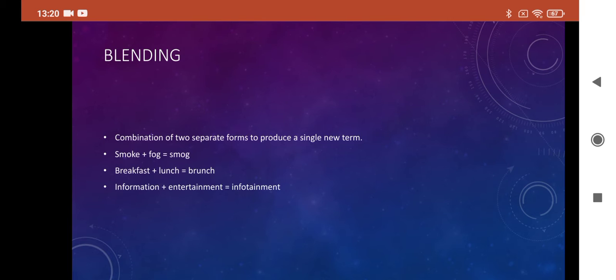Information plus entertainment, and we get infotainment. It is quite visible in all these words that all the words are clipped or shortened in terms of their spelling to form a new word. Their original form or their original spellings are not kept. We clip, we shorten, we trim these spellings and get new forms. So this process is called or known as blending.